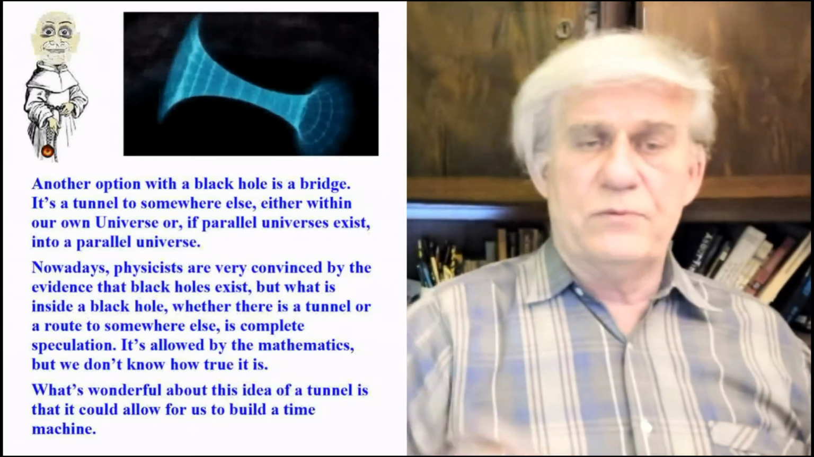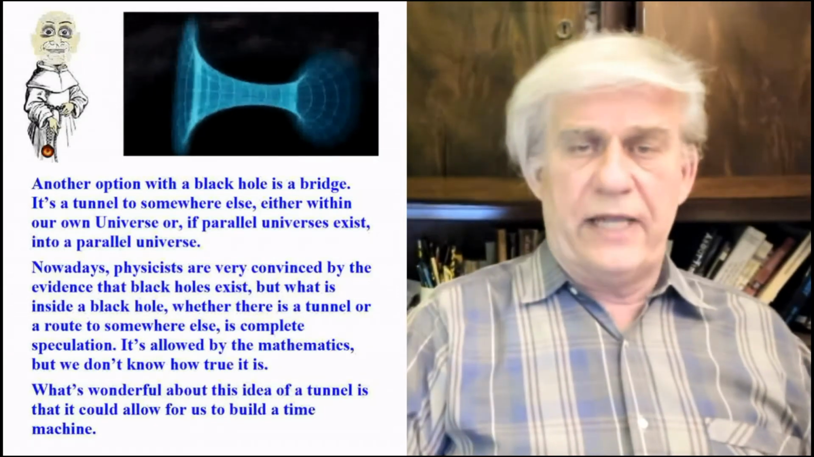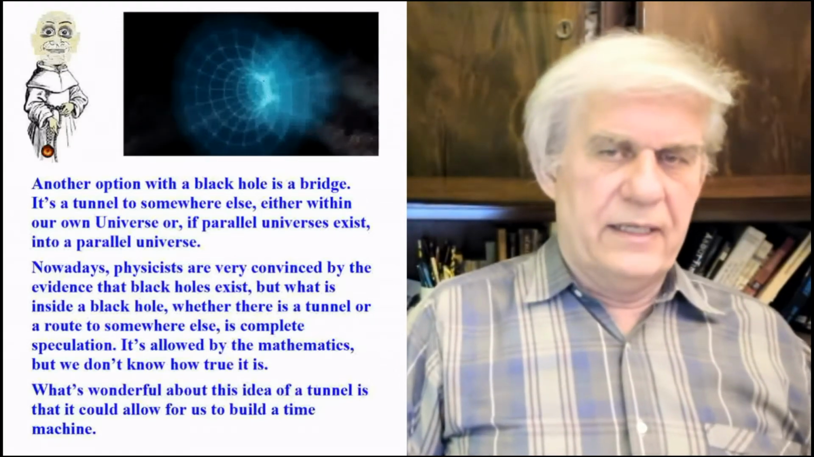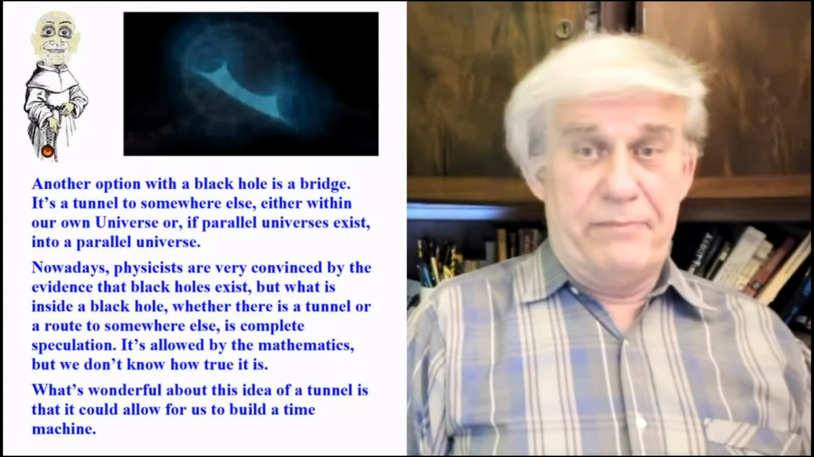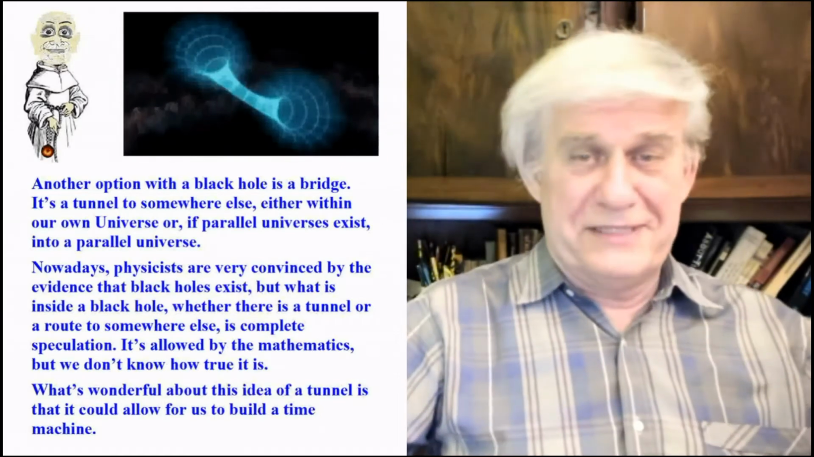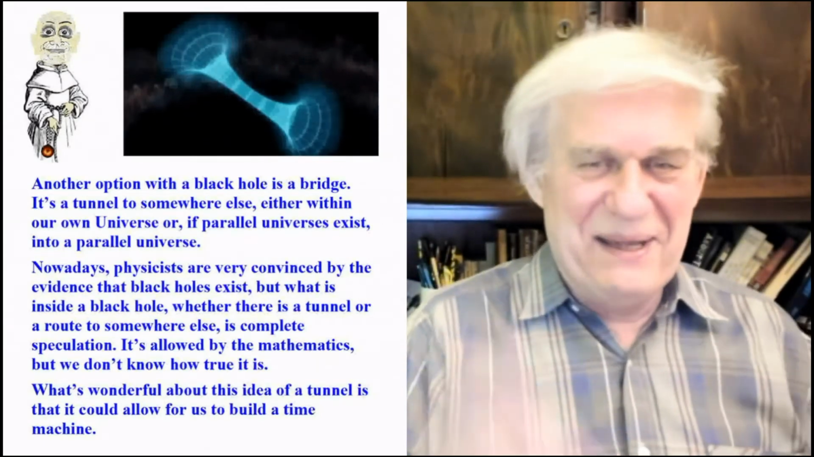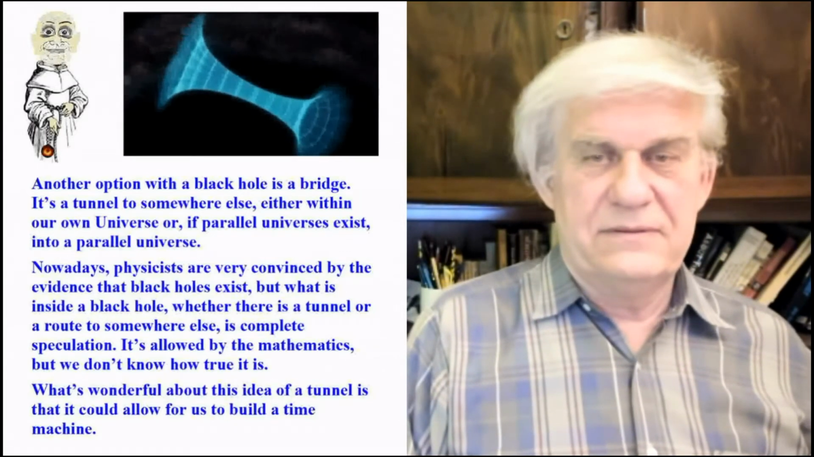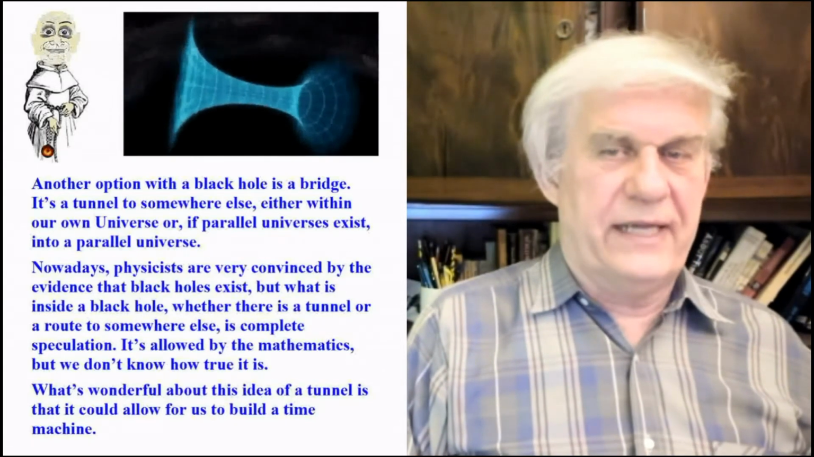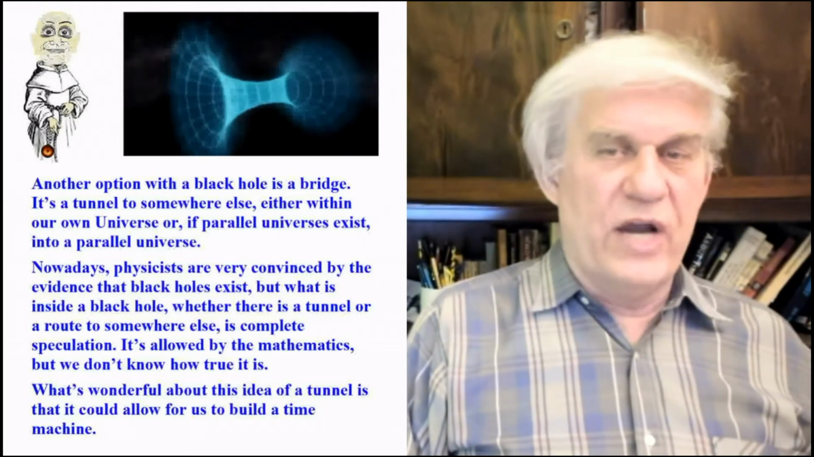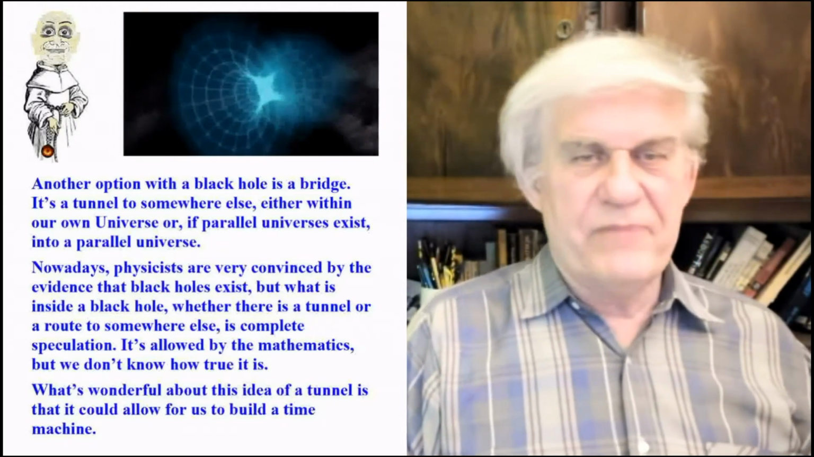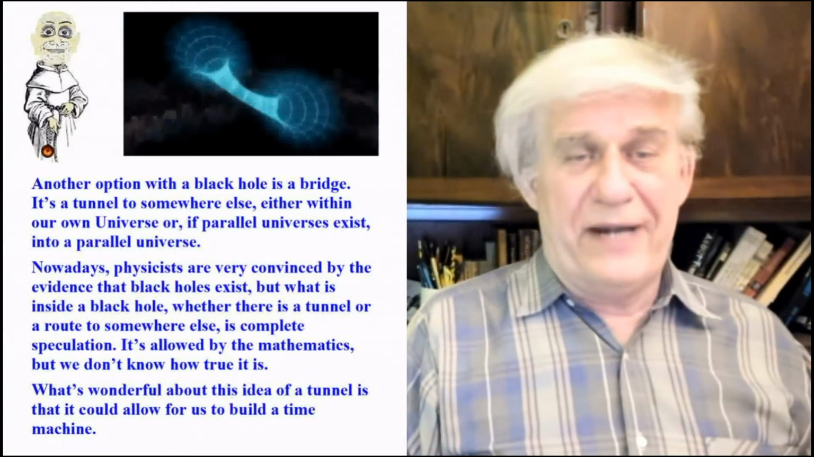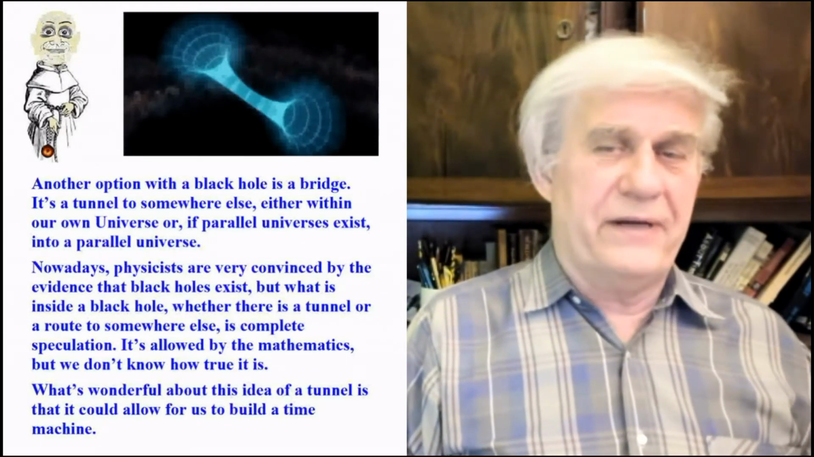He says another option with a black hole is a bridge. And that's the Einstein-Rosen bridge, okay, which is that famous wormhole that is on people's lips today because everybody wants to go to the future, the past. Everybody wants to get out of the present. Coronavirus. It's a tunnel to somewhere else. Well, somewhere is one thing, and the other one is somewhen. And that's different. Either within our own universe, whatever that means, or if parallel universes exist, into a parallel universe.